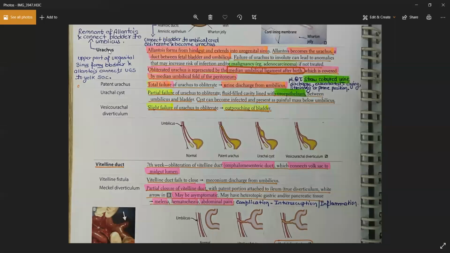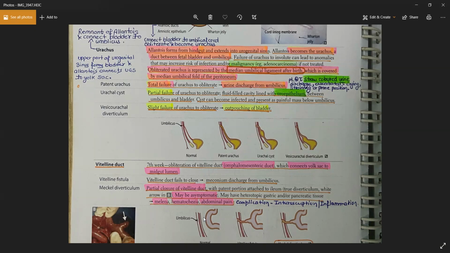Now, what's gonna happen? Just like your urachus, you can have certain defects with this obliteration. If the obliteration does not happen at all, you can have a patent vitelline duct, or a vitelline fistula will be present, and it will present as a patent connection between the umbilicus and midgut. Which gut? It would be midgut. So it would be a persistent connection between the umbilicus and the midgut.